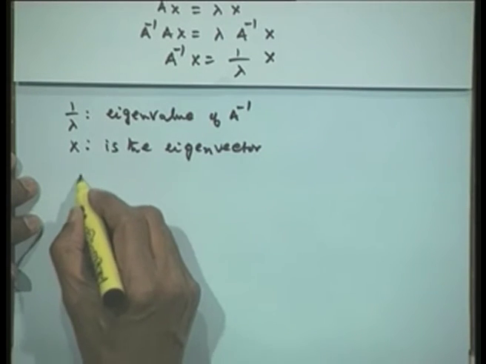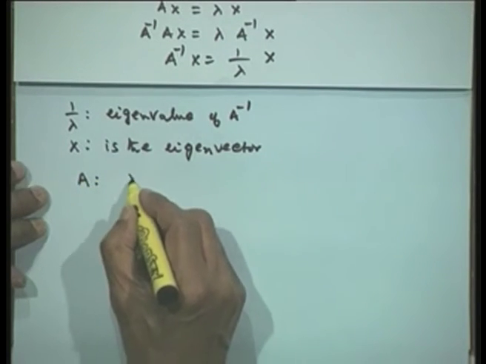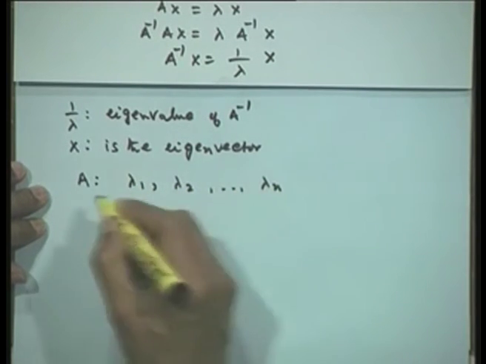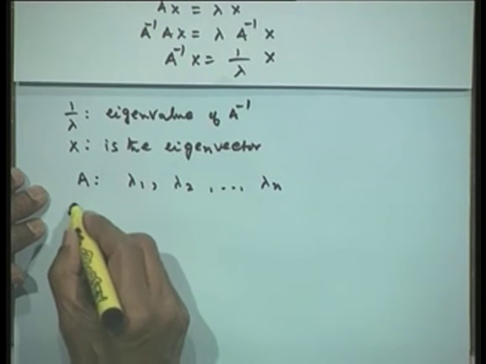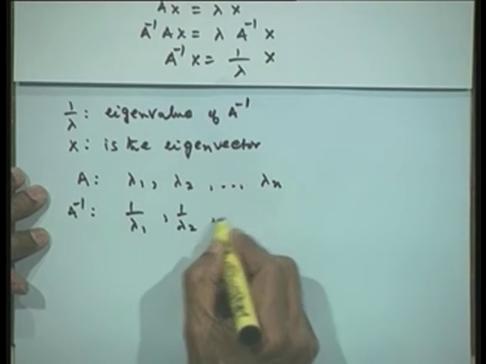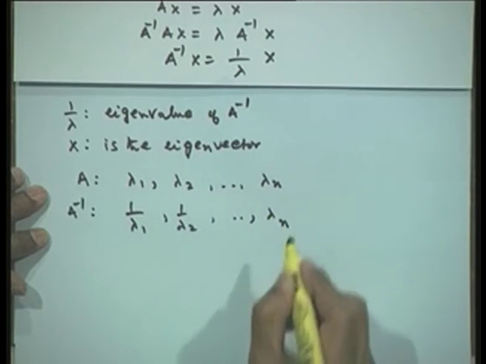Now, therefore, if I take a matrix A, it has the eigenvalues lambda 1, lambda 2, up to lambda n, in order, of course, then A inverse has the eigenvalues 1 upon lambda 1, 1 upon lambda 2 and so on up to 1 upon lambda n.